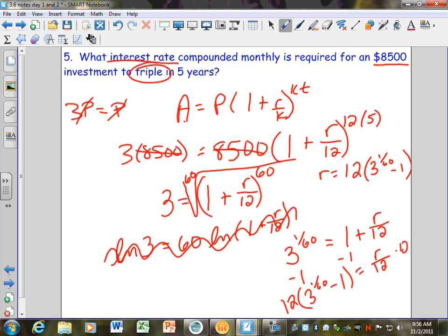When you type this in your calculator, if you're doing the 1/60th power, make sure you put parentheses around that. I'm going to type in 12 times parenthesis 3 caret 1 divided by 60, minus 1. Let's see what this looks like.